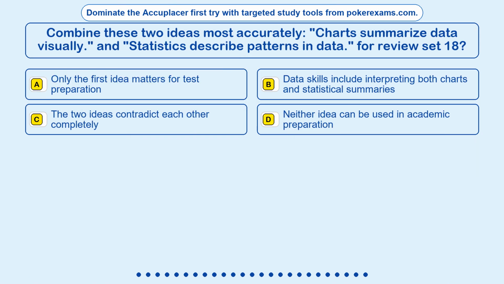Question 17. Combine these two ideas most accurately. Charts summarize data visually, and statistics describe patterns in data. For review set 18. Option A. Only the first idea matters for test preparation. Option B. Data skills include interpreting both charts and statistical summaries. Option C. The two ideas contradict each other completely. Option D. Neither idea can be used in academic preparation.